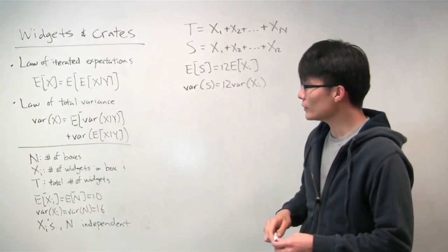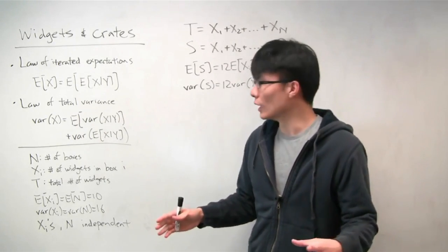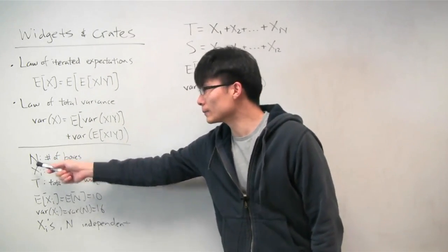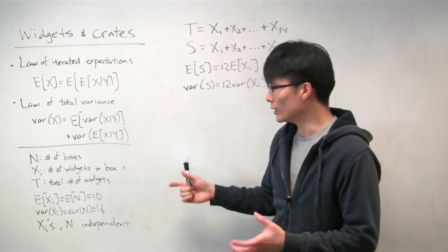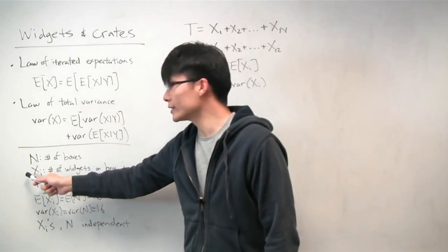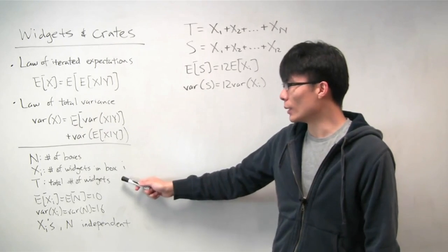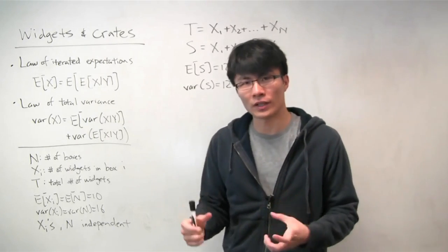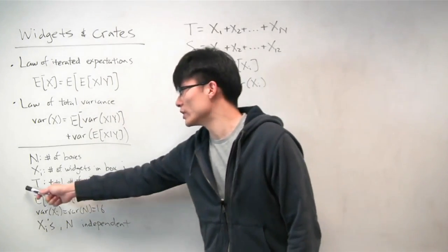So in this problem, what we have is a crate which contains some number of boxes. And we don't know how many boxes there are. It's random, and it's given by some discrete random variable N. And in each box, there are some number of widgets. And again, this is also random. In each box, say for box i, there are Xi widgets. What we're really interested in is how many widgets there are total in this crate. So in the crate, there are boxes, and in the boxes, there are widgets. How many widgets are there total within the crate? We'll call that a random variable T.